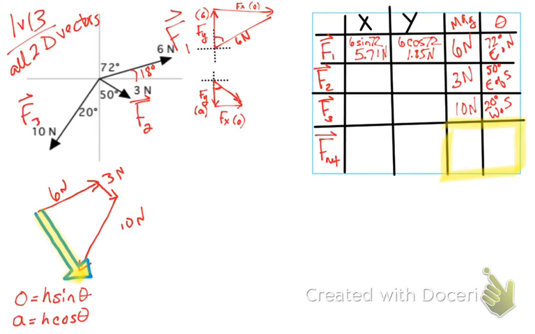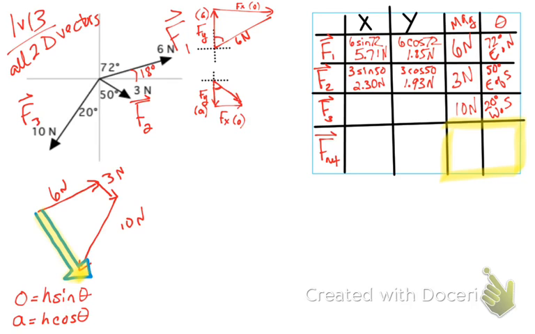Okay? So again, x is opposite, so that becomes 3 sine of 50. And the y component is 3 cosine of 50. So 3 sine 50 is 2.30 newtons. And 3 cosine of 50 is 1.93 newtons.